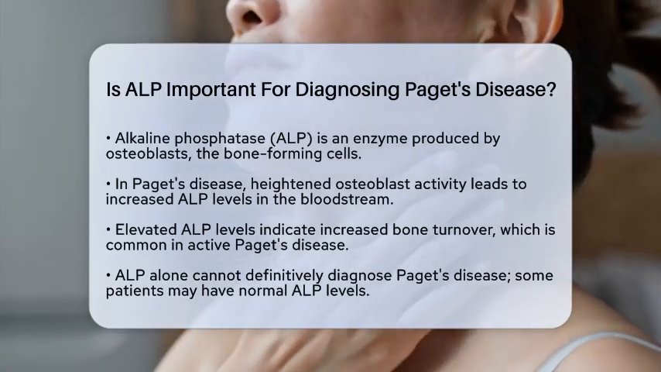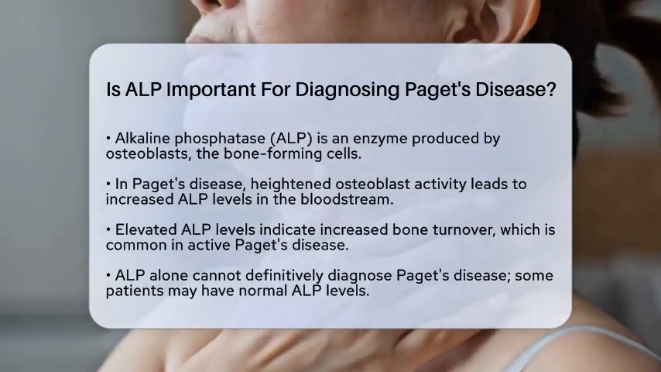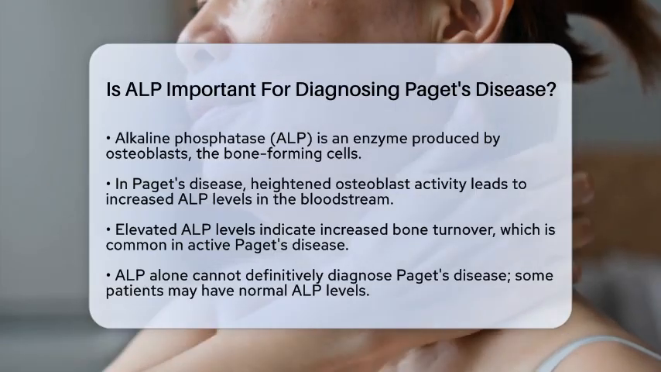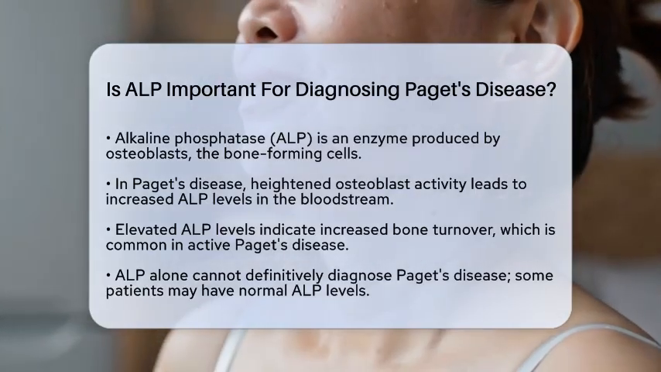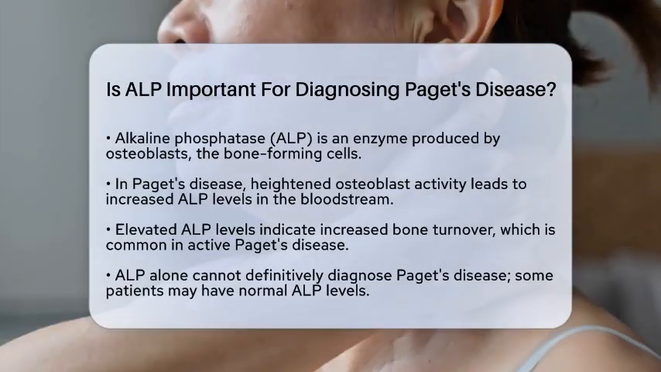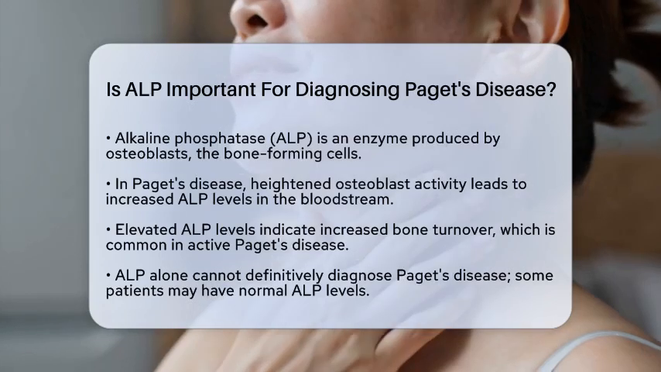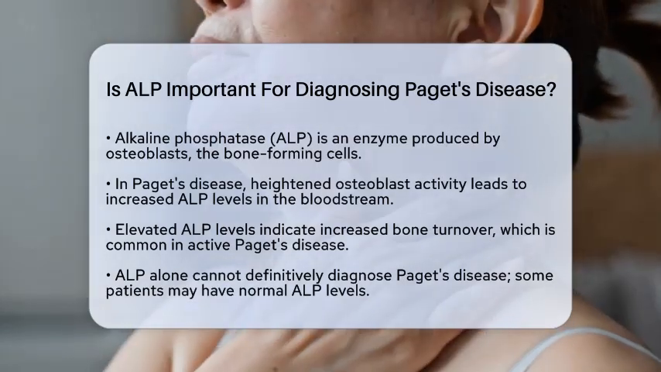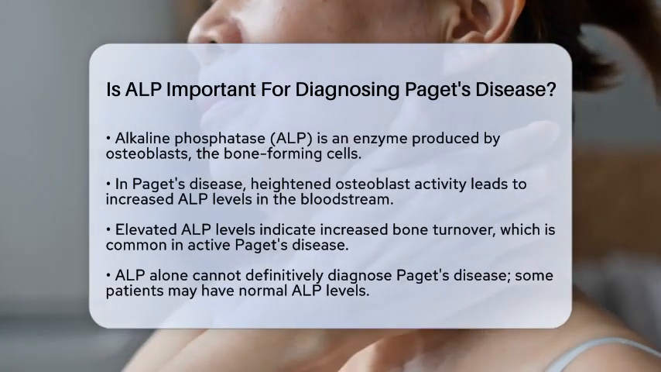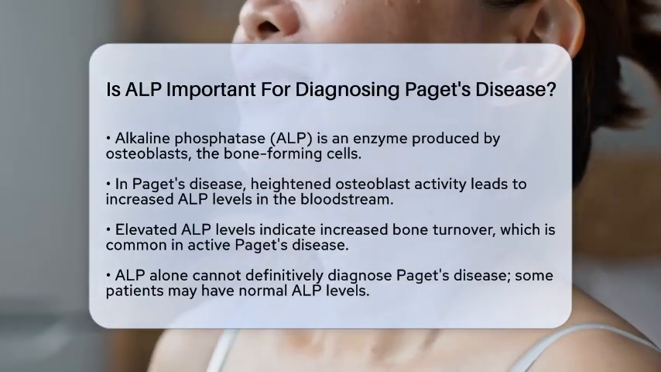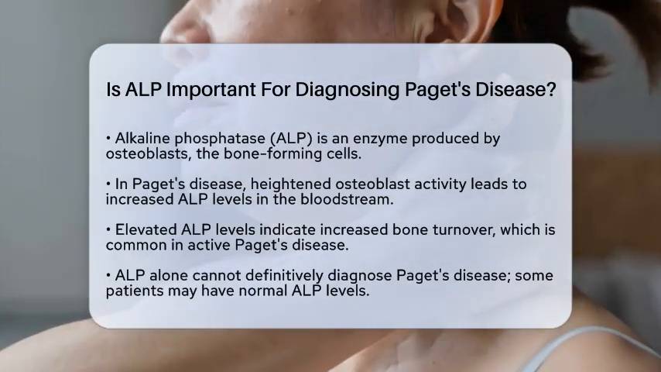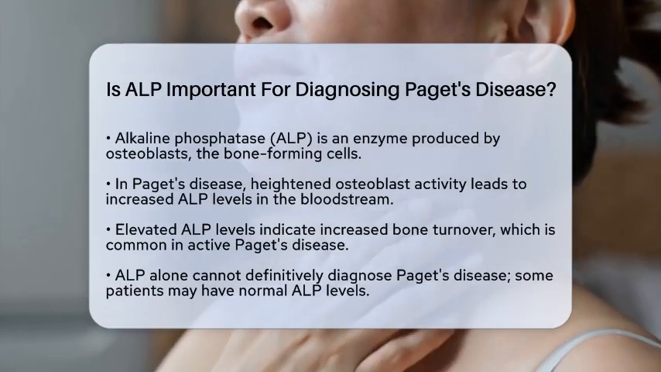conditions. ALP is an enzyme produced by bone-forming cells known as osteoblasts. In Paget's disease, the activity of these cells is heightened, leading to increased levels of ALP in the bloodstream. Elevated ALP levels often indicate that there is increased bone turnover, which is a hallmark of active Paget's disease.